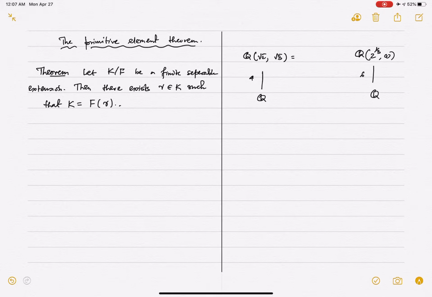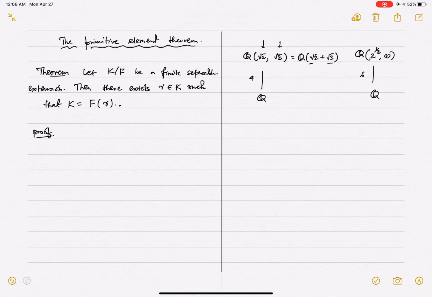So for example here, you can check rather easily that this is the same as Q adjoin root 2 plus root 3. Because once you add root 3 plus root 2, you also add 1 over root 3 plus root 2, which when you multiply by the conjugate, you get the same as root 3 minus root 2. And once you get root 3 minus root 2 and root 3 plus root 2, you get 2 root 3 and 2 root 2. But the rational numbers are already there, so you get both root 2 and root 3. So that's the kind of thing we are saying. And the proof is rather nice. I want to go through it.